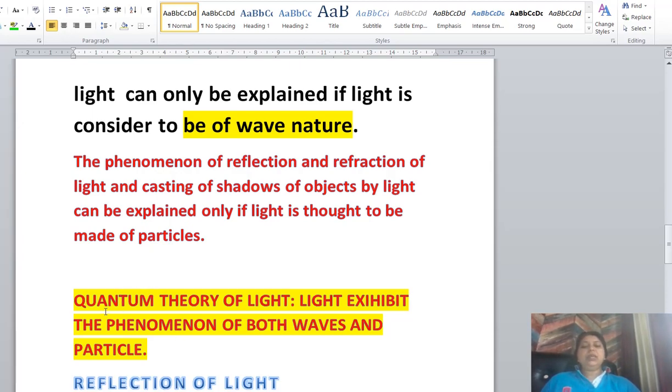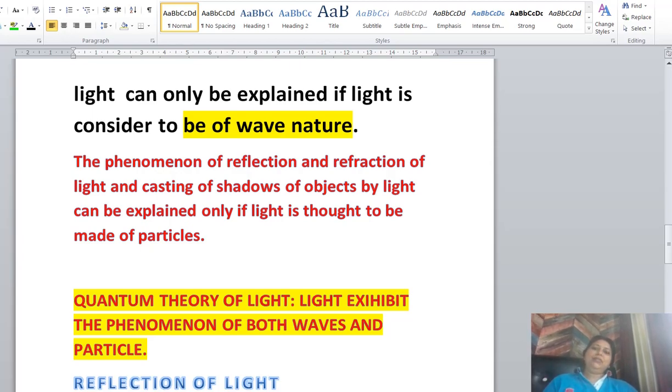So the next term is the quantum theory of light. ये क्या है? What is this? Quantum theory of light: light exhibits the phenomena of both waves and particles. तो now अब हमें ये पता है कि लाइट के पास दोनों ही नेचर होते हैं. Light has both wave and particle nature. So there is no confusion.